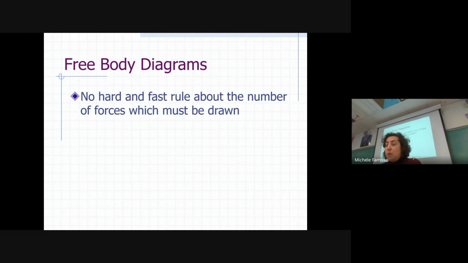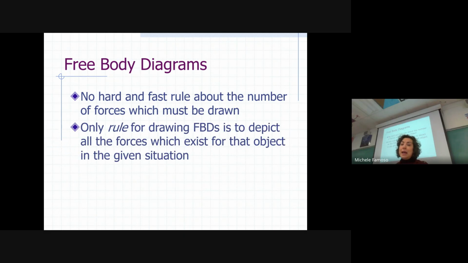All right, and now I wish I could give you a rule about how many arrows you're going to draw on every dot. I can't. I can't tell you there's always 3 arrows on every picture, or there's always 10. God help us if there's 10 arrows for this course. There's no rule. The only rule I can give you is that you have to make sure you draw 1 arrow for every force that's actually there.